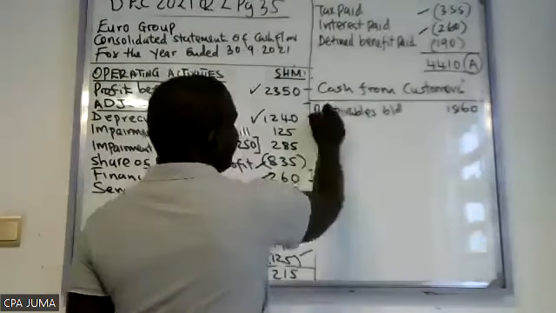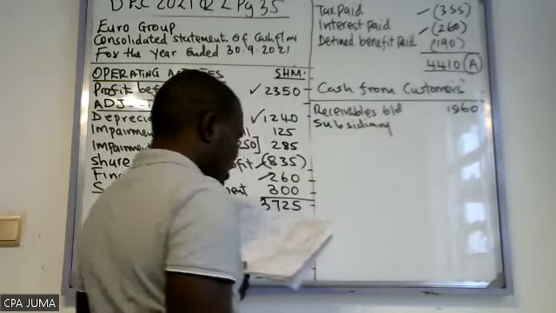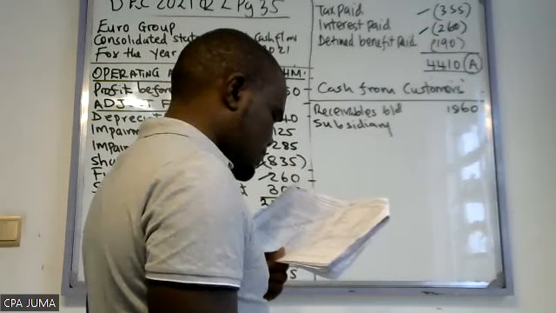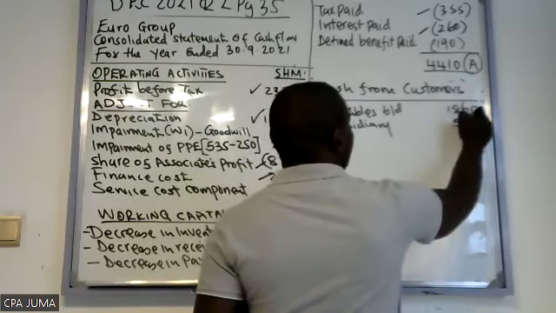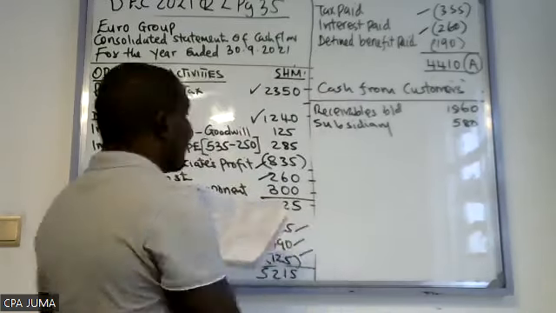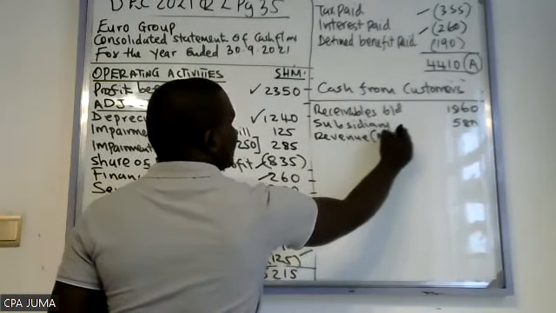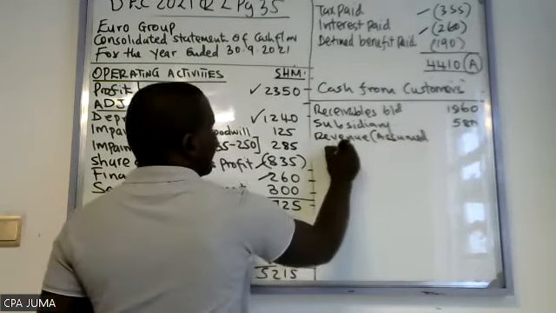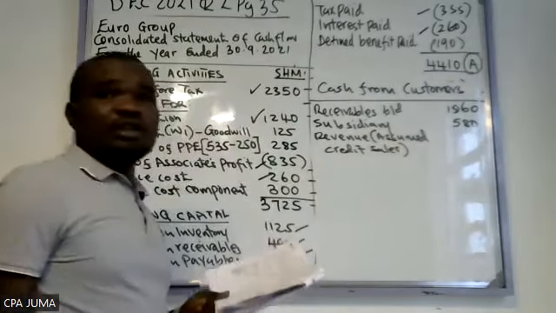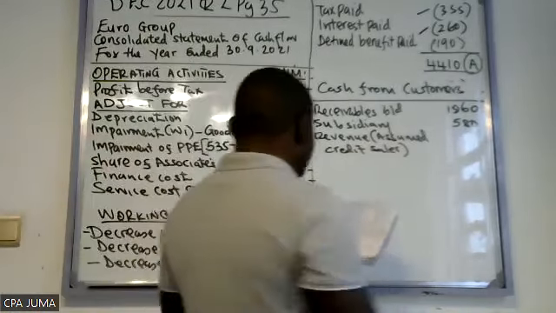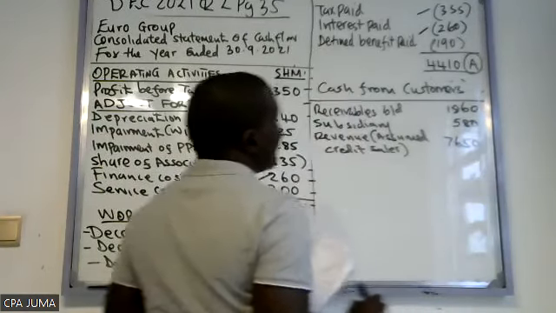Subsidiary. Bring subsidiary. Subsidiary came with how much of receivables? They came with 580. Kindly check. They came with 580. Then revenue is assumed to be credit sales. Assumed credit sales. That is 76.50. Yes.